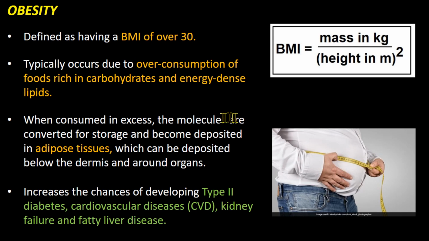And when consumed in excess, the molecules are converted for storage and become deposited in adipose tissues. These are fatty tissues, which can be deposited below the dermis, which is called subcutaneous fat, and around organs, which is called visceral fat. This increases the chances of type 2 diabetes, cardiovascular diseases, kidney failure, and fatty liver disease, especially if it is visceral fat, which is deposited in or around the organs.